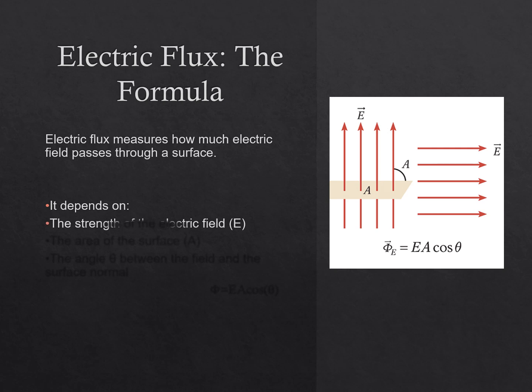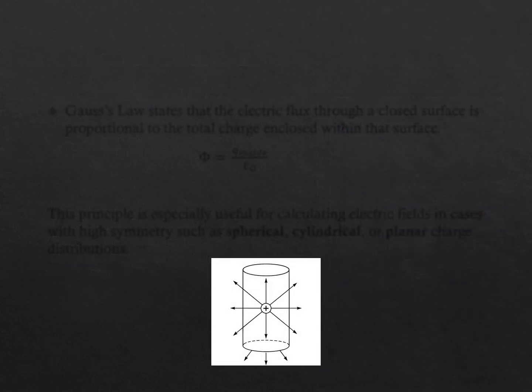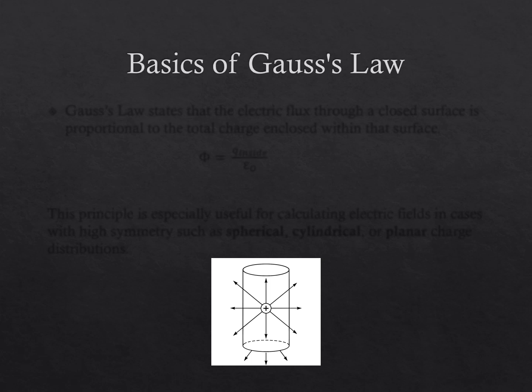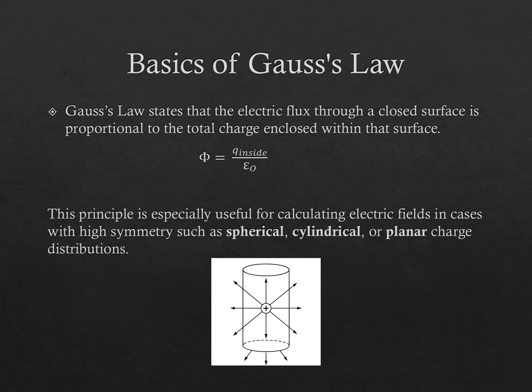The equation for this is Φ equals Q inside divided by epsilon naught. Here Φ is the total electric flux. It tells us how much electric field passes through the surface. Q inside is the total charge enclosed by that surface. Epsilon naught is just a constant. It's called the permittivity of free space.